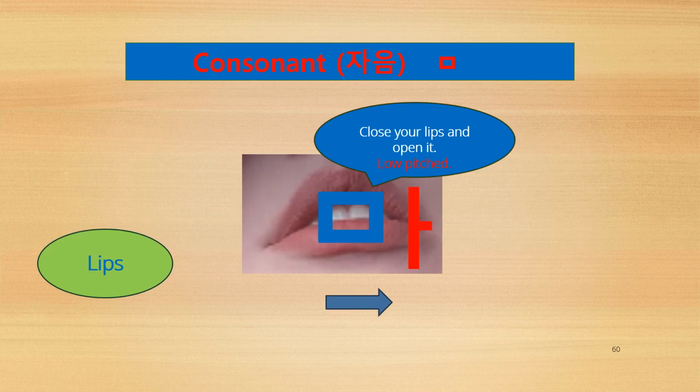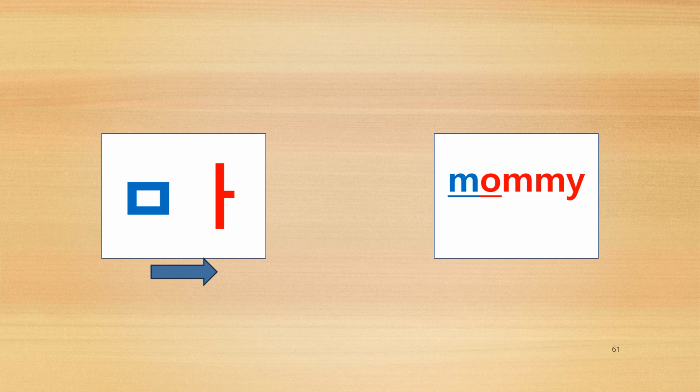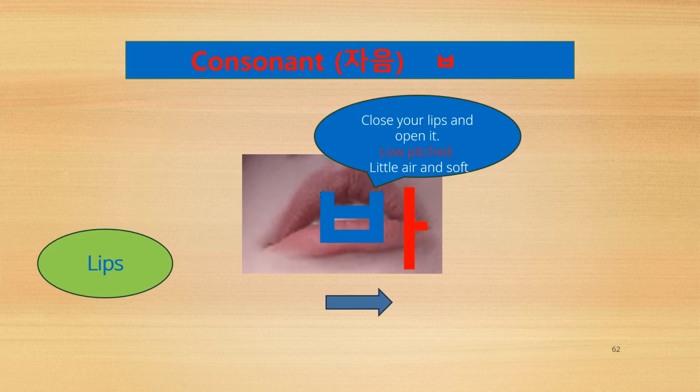The ma is from your lips, okay? Close your lips and open them, low pitched, ma. And the ma is like mommy. And the pa, low pitched, little and soft, not pa. This is a pa.